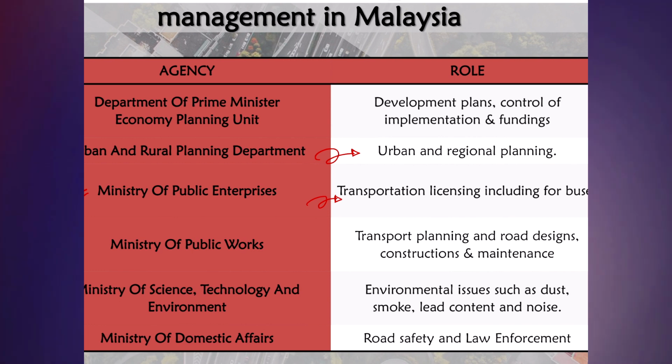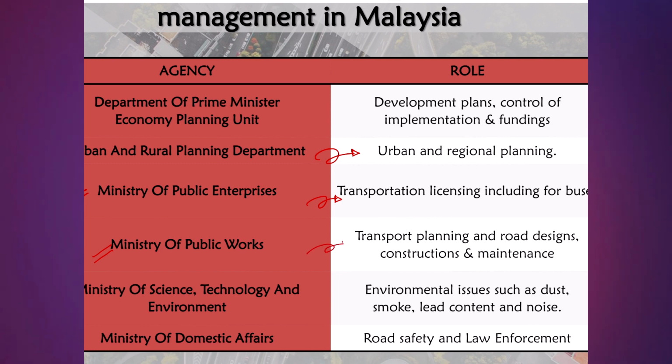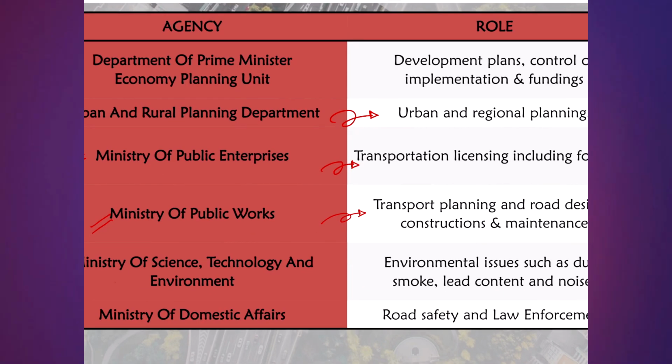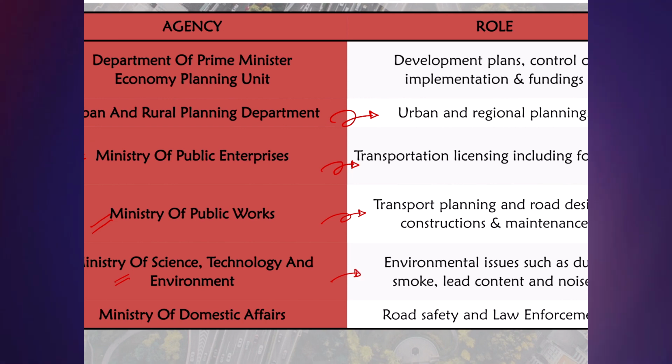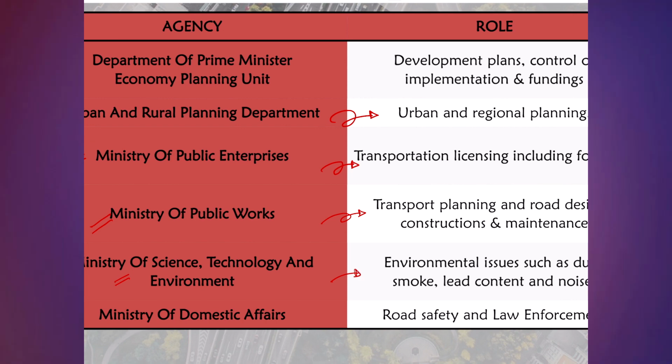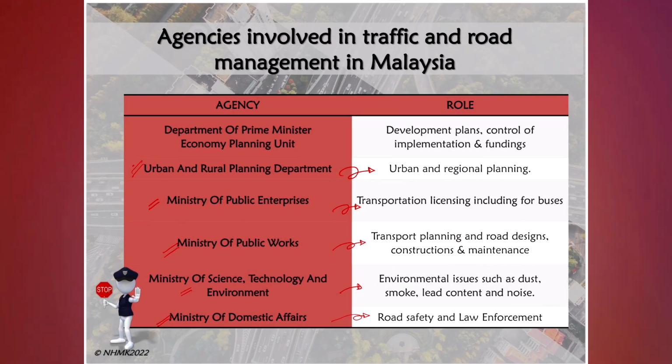And then we have the Ministry of Public Works, whose role is for transport planning and road designs, construction, and also maintenance. And then we have the Ministry of Science, Technology, and Environment, whose role is for environmental issues such as dust, smoke, lead content, and noise. And we have the Ministry of Domestic Affairs, whose role is for road safety and law enforcement. So these are the agencies involved in traffic and road management in Malaysia.